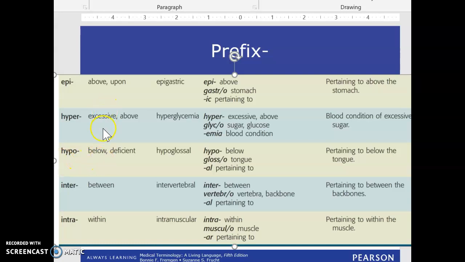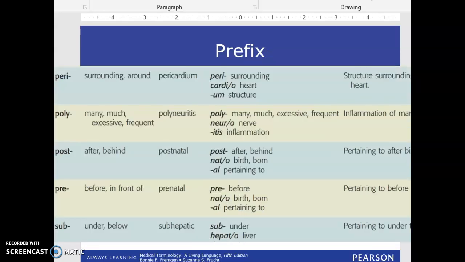Hypo, below, the opposite of hyper, right? Below. So we can say hypoglycemia too. If you say hypoglycemia, you're switching it from excessive to below. Hypo means below, and hypoglossal: the glossal word means the tongue. Al means pertaining to. So hypoglossal means pertaining to below the tongue. Inter, intra, these are all your prefixes. As you can see, there's a dash at the end of each prefix. A few more suffixes. You can pause and review them and try to make a good understanding out of it.